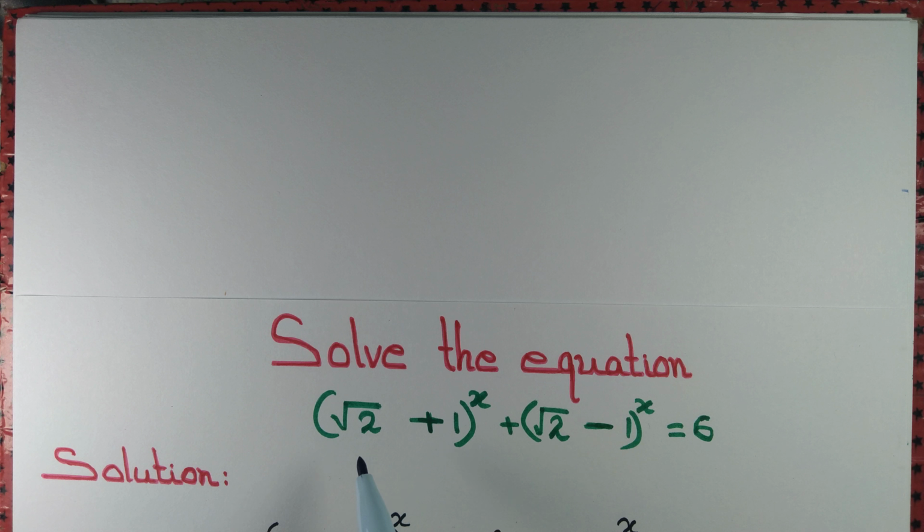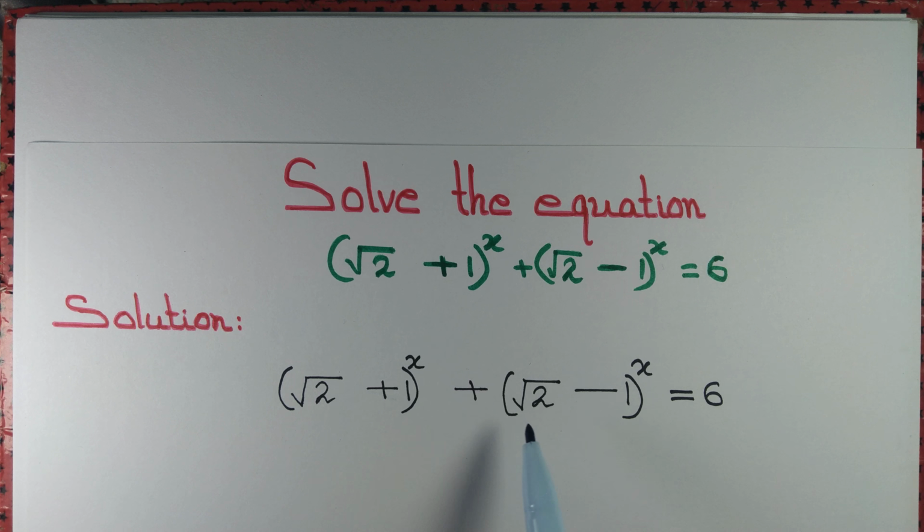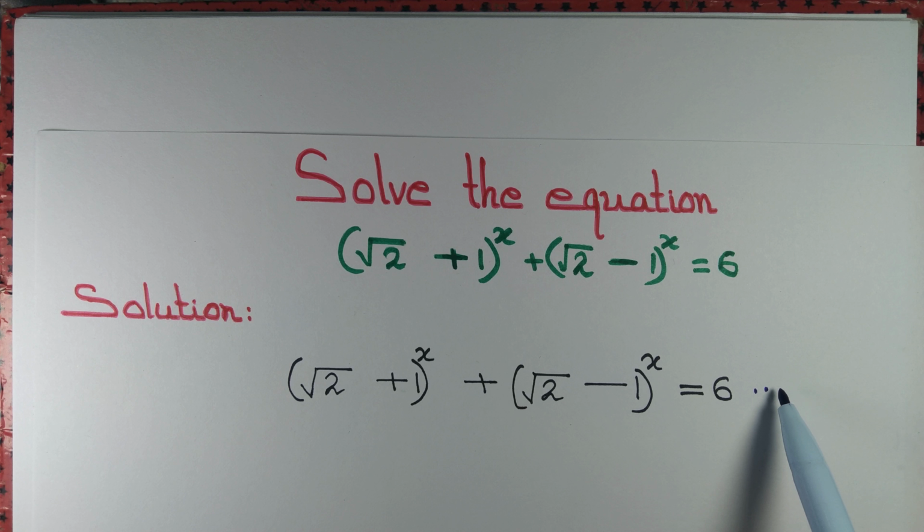Let us solve the equation (root 2 plus 1) to the power x plus (root 2 minus 1) to the power x equal to 6. So we want to solve this equation. Let's call this equation 1.